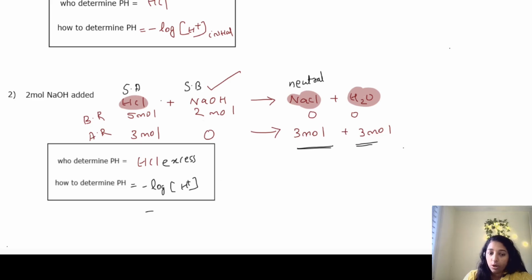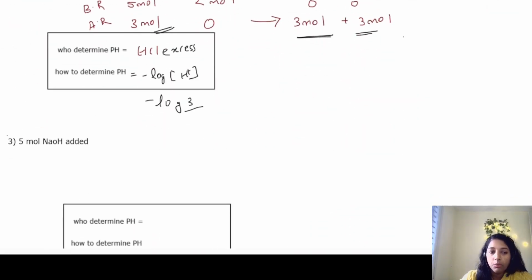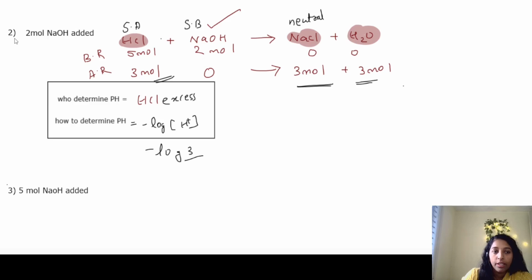What is it? It's not negative logarithm of 3. 3 is the number of moles. Concentration always means number of moles over volume. What's the volume? It's not 1 liter. At the top, I told you it's 1 liter. 1 liter is the volume of HCl alone. Here, what is the problem? You have already added 2 moles of NaOH, right?